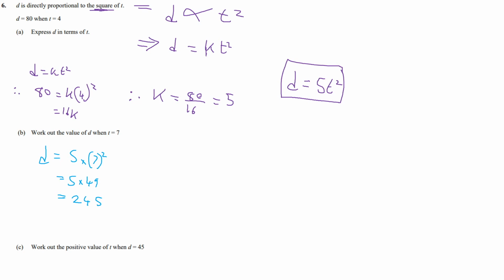What about this one? Work out the positive value of t when d equals 45. Well, I'll write this in a different color. Maroon, sure. D equals 45, and so therefore 45 is equal to 5t squared. Okay, so then t squared is going to equal 9, and therefore t is equal to the square root of 9, which is 3. They want the positive value, so it's just going to be 3.